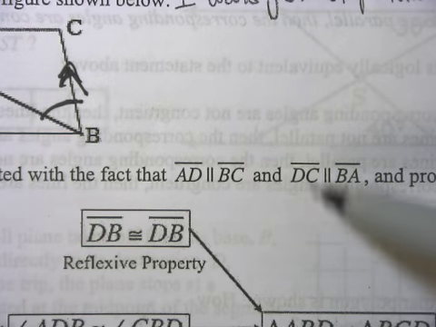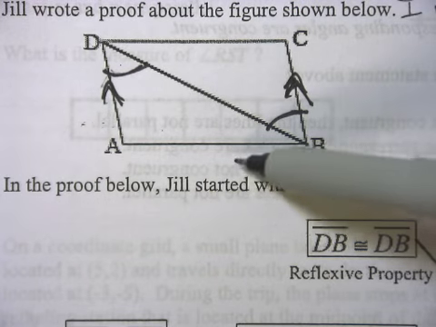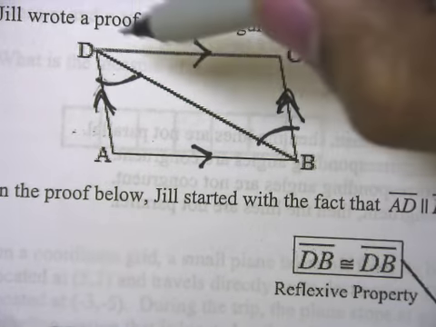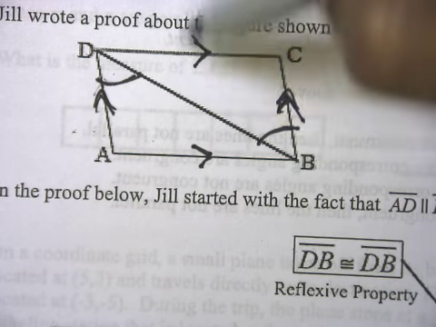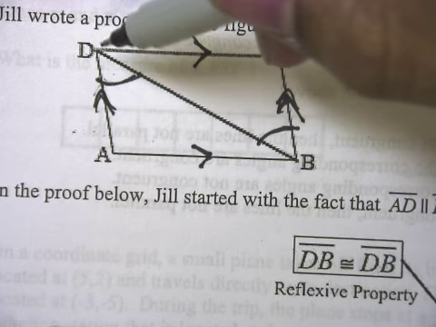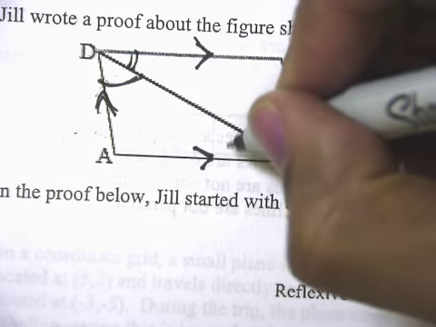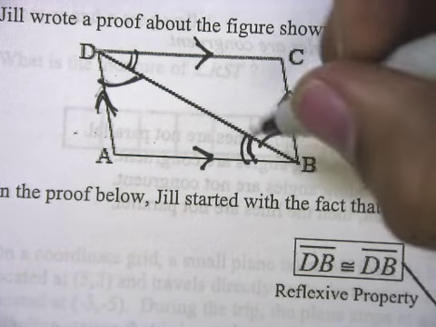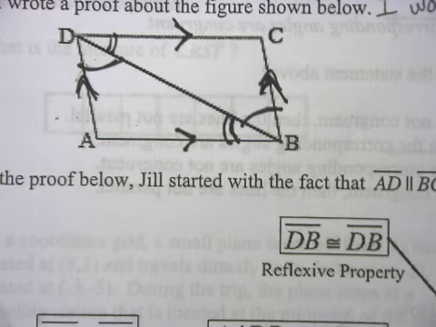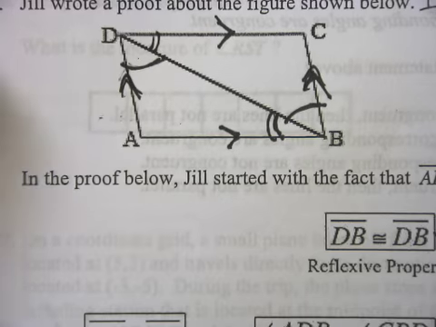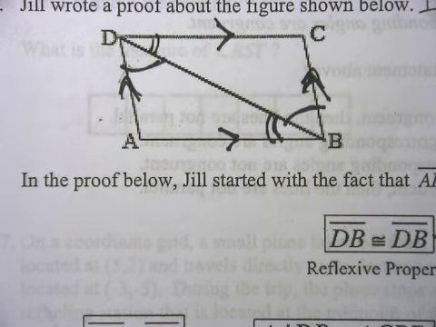They also tell me here that segment DC is parallel to segment BA. Well, here is DC parallel to BA. So I know that these are also parallel. So again, I have this line right here with these two parallel lines, with this transversal here. Well, if I have a transversal and two parallel lines, what do I have again? Again, I have alternate interior angles, which I know are congruent. And in the end, they asked me to prove that angle A is congruent to angle C.